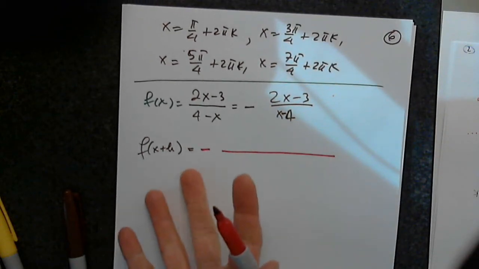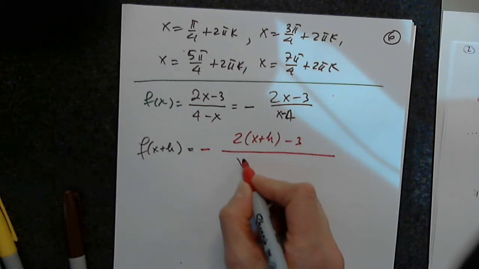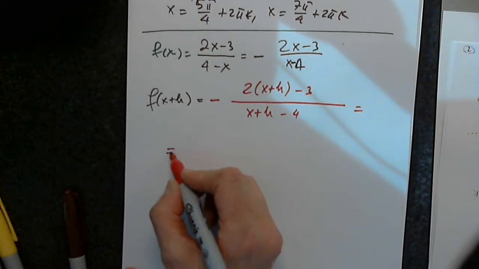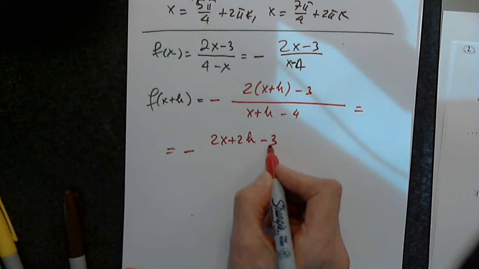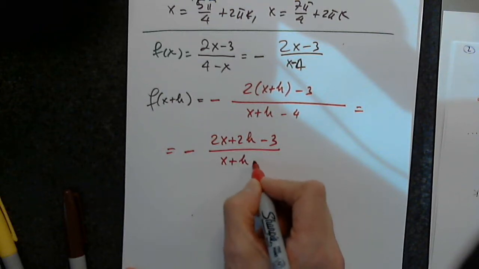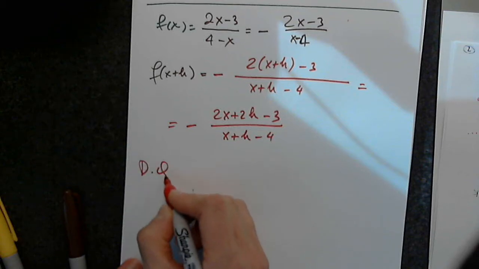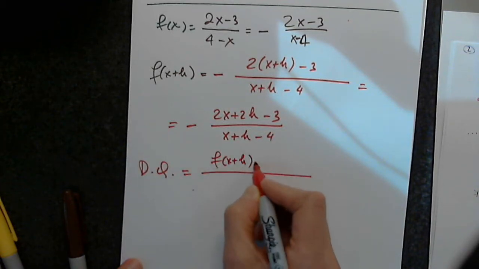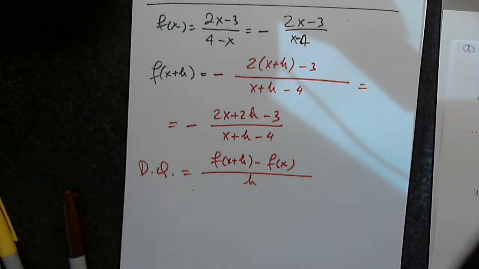So f of x plus h will be 2 times x plus h minus 3 over x plus h minus 4. And yes, I recommend you distribute: 2x plus 2h minus 3 over x plus h minus 4. So now the difference quotient is f of x plus h minus f of x divided by h, as we know. I have to put all pieces together.